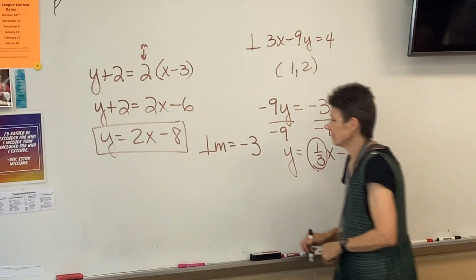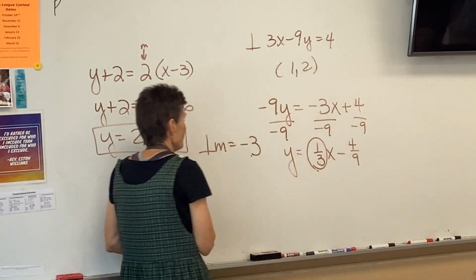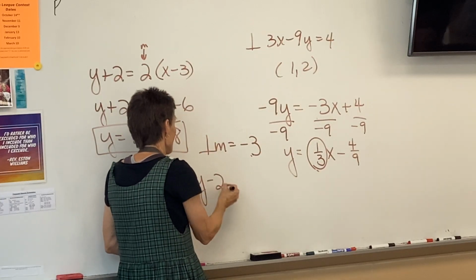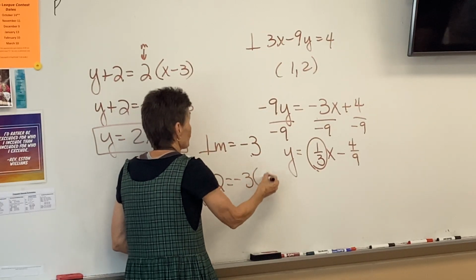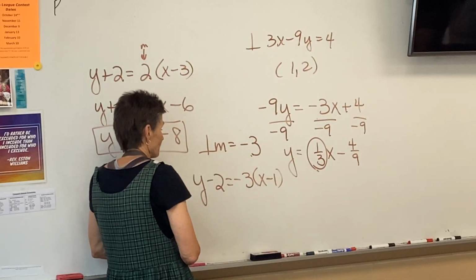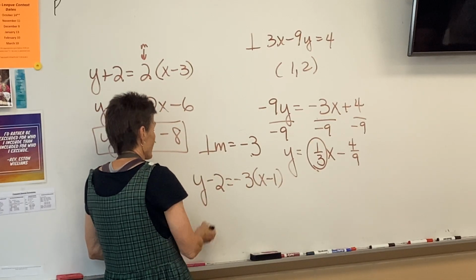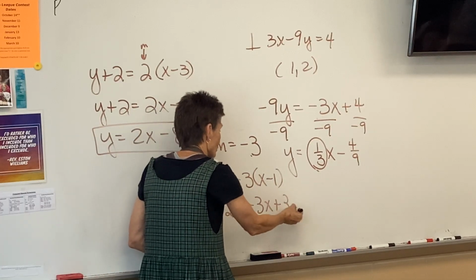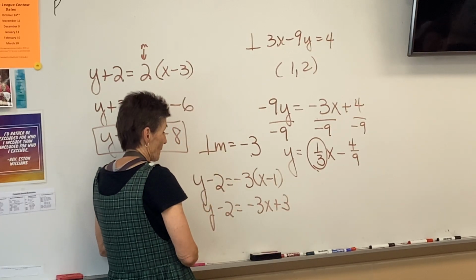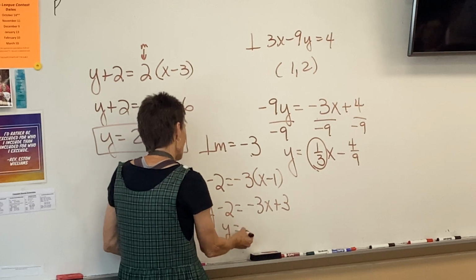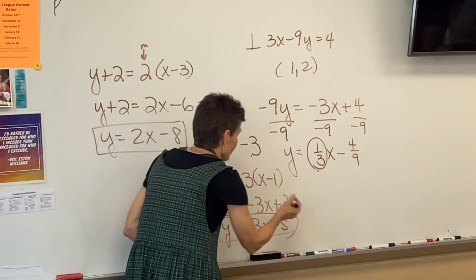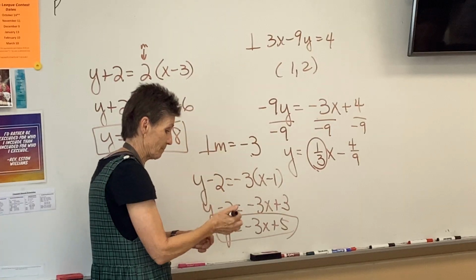All right, now what? I got my slope, it's -3. I got my point. So y minus 2 equals -3 times x minus 1. y minus 2 equals -3x plus 3. So y equals -3x plus 5 is our answer.